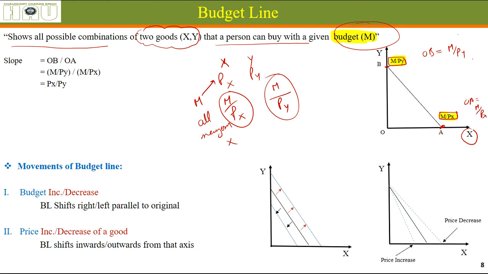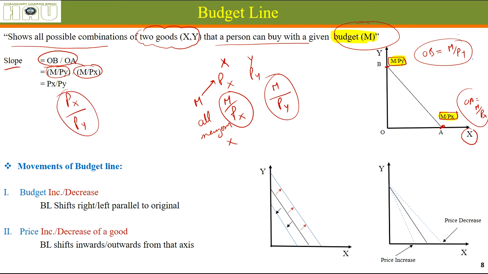Now if we find the slope of this budget line, OB is equal to M by Py and OA is equal to M by Px, as I just wrote here. So the slope of this line is going to be the price ratio of those two goods, Px by Py. Now let's study the budget line movements. What does it mean when our budget increases? When our budget increases, the budget line shifts towards the right because we are able to buy more quantity of those two goods, and if our budget decreases, it moves towards the left. So these are parallel movements. The slope is not going to change.